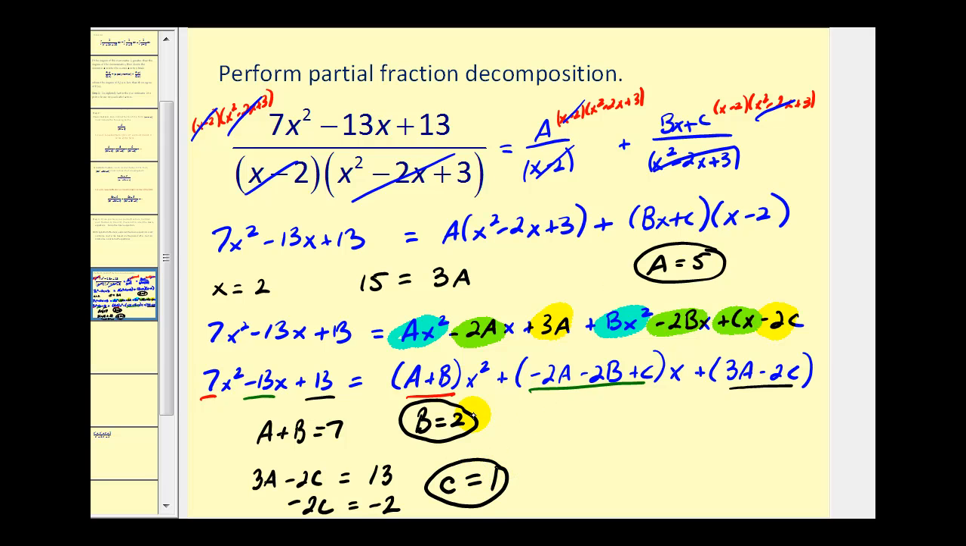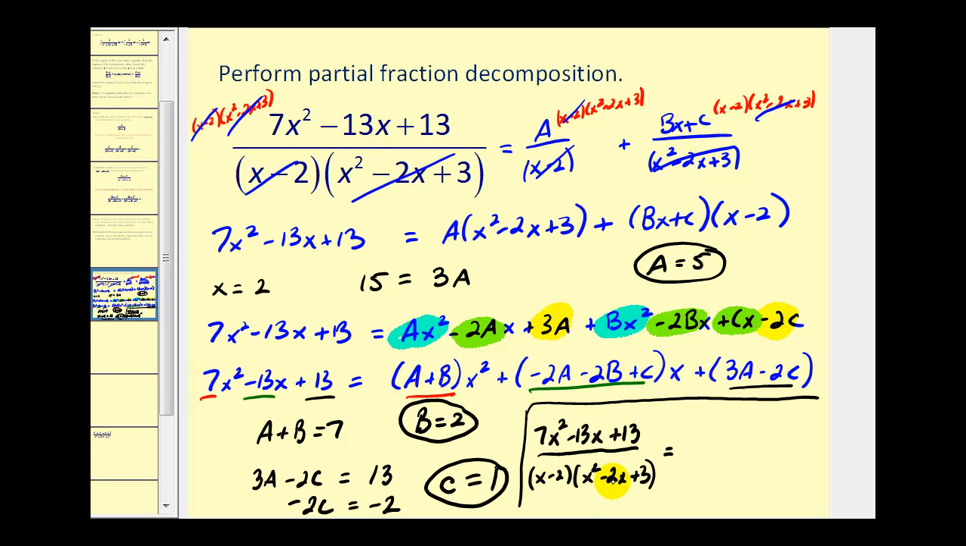So now we know the values of a, b, and c. So now we can rewrite this rational expression as a sum of these two fractions. So this rational expression can be rewritten as a over x minus 2, which is 5 over x minus 2, plus bx plus c over x squared minus 2x plus 3. So we'd have 2x plus 1 over x squared minus 2x plus 3. So this is the partial fraction decomposition of this given rational expression.